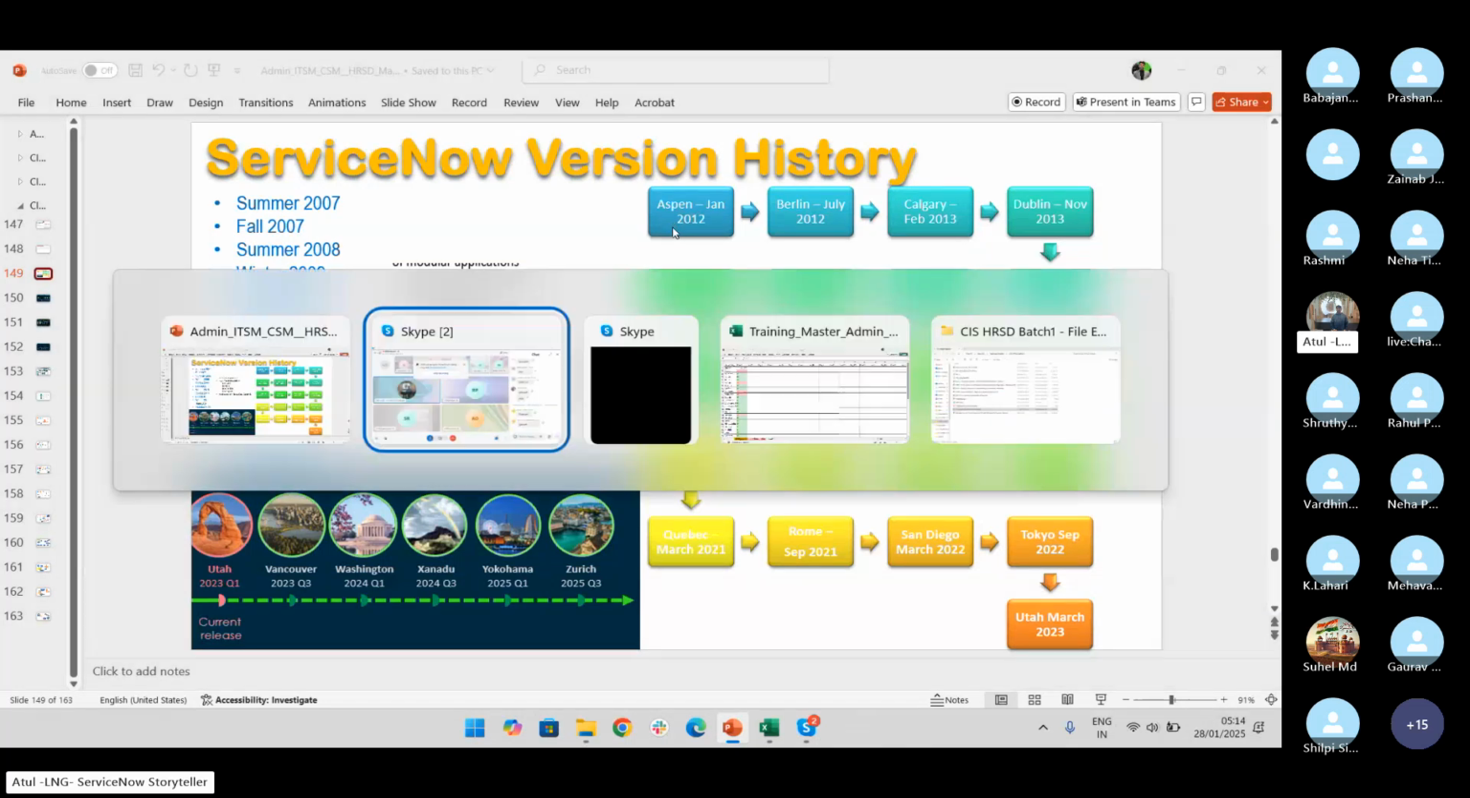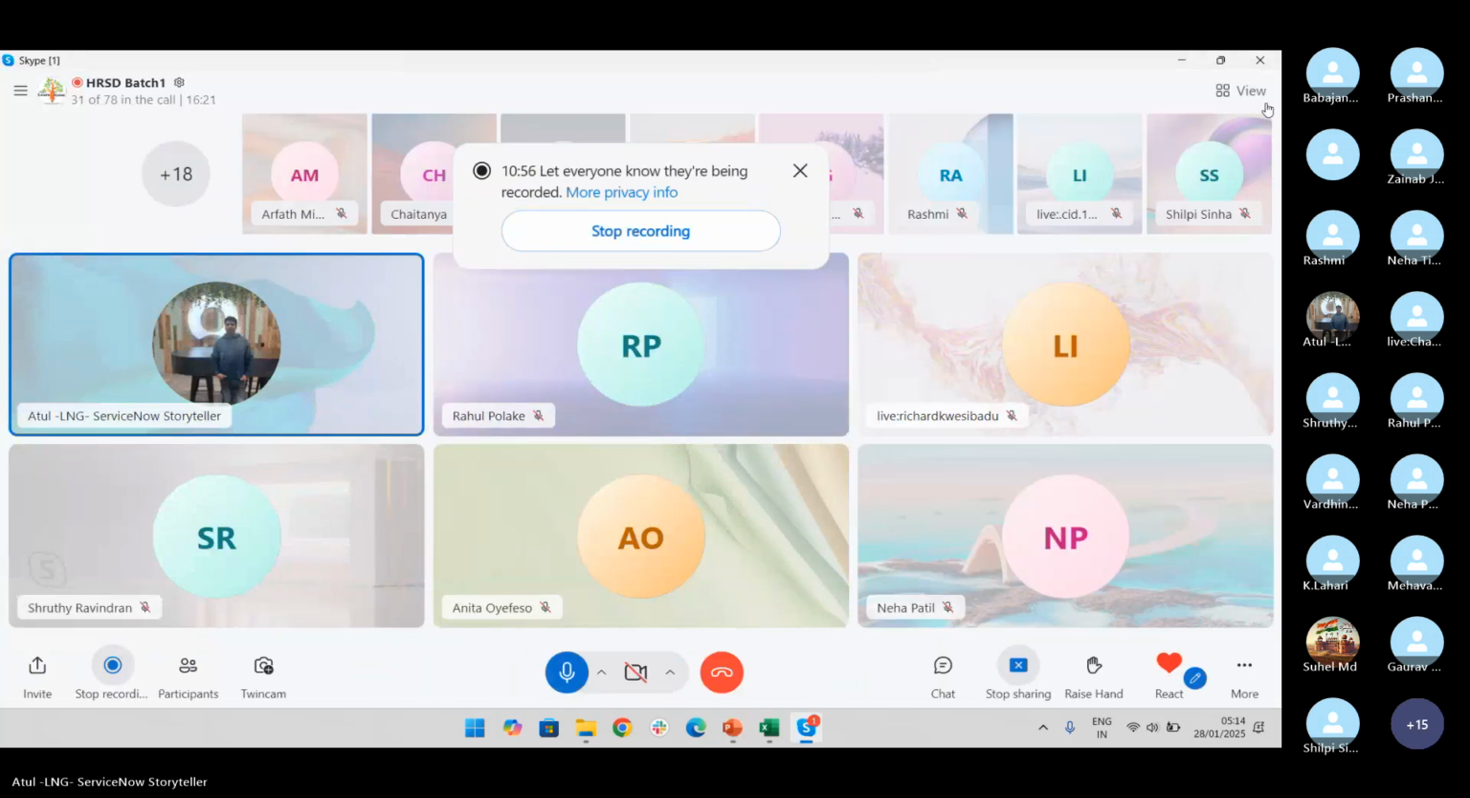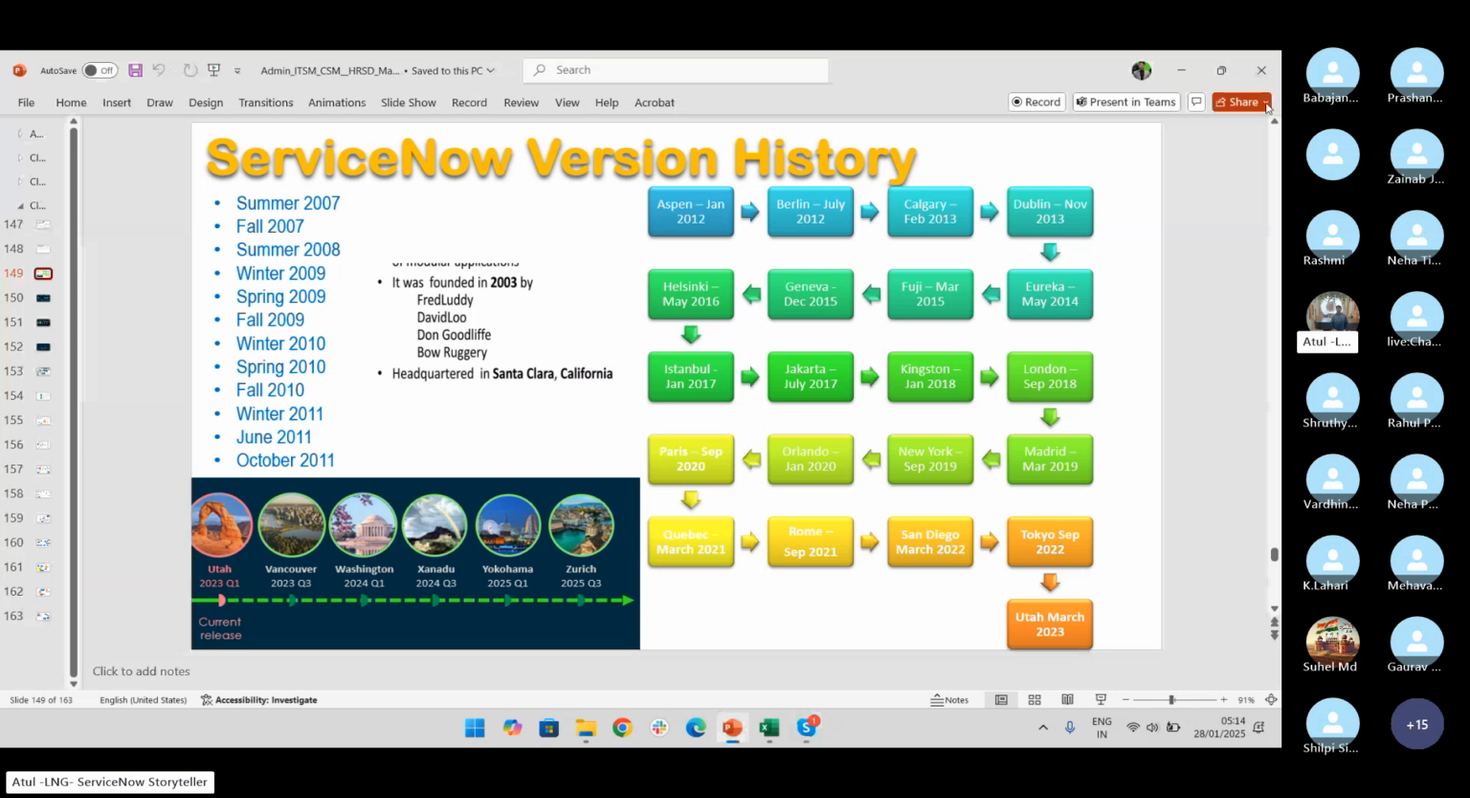Why are we discussing this? Because in one of my interviews, I was asked: do you know the version name of ServiceNow? The previous version's name of ServiceNow. After this, ServiceNow picked up city names. And if you look at this for a second, you can see some similarity.